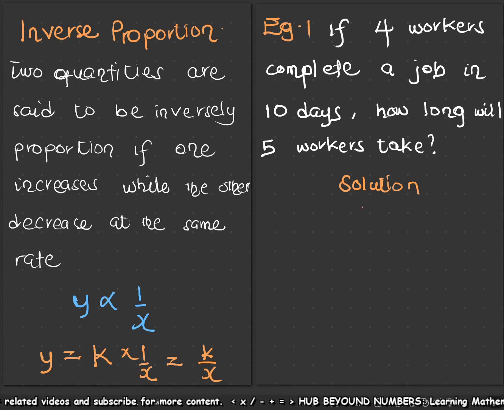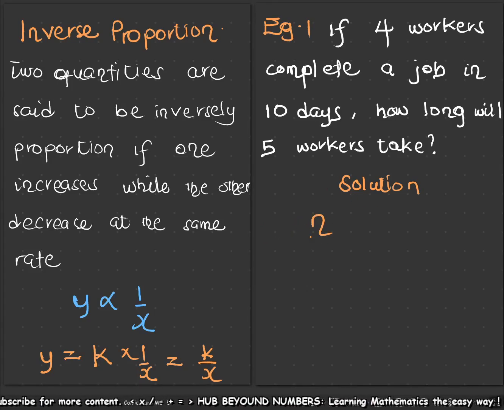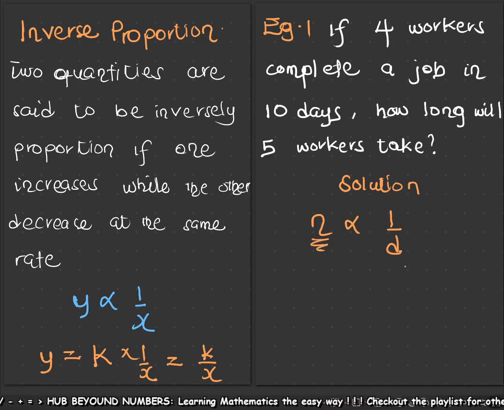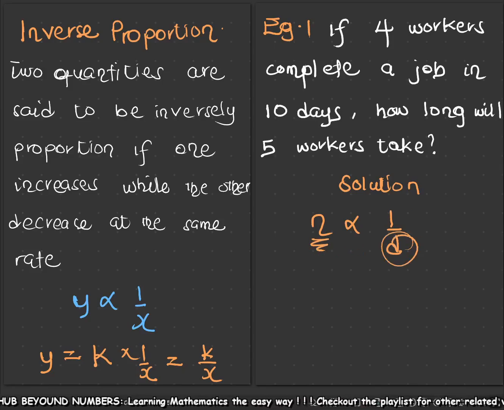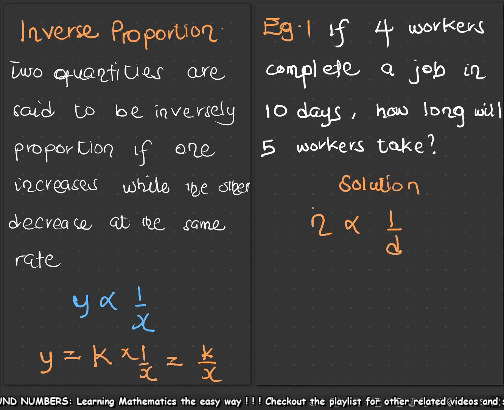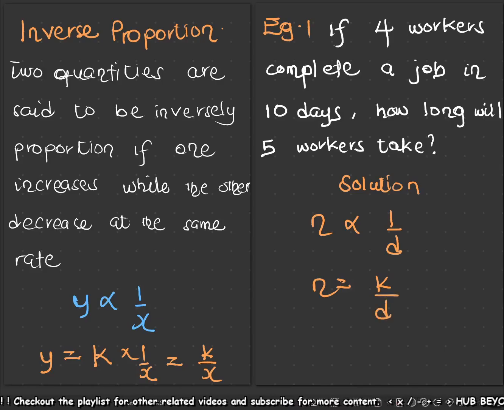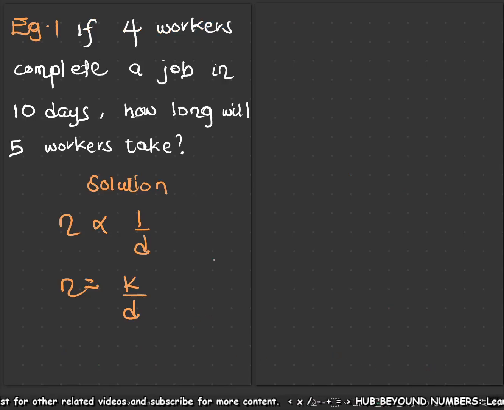If I let the number of workers be n and the number of days be d, there's an inverse proportionality. So the number of days is inversely proportional to the number of what? Workers. Then we change it into an equal to symbol. So we say n is equal to k over d. As simple as that.